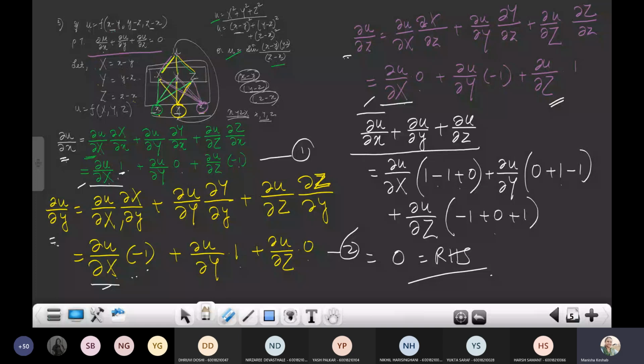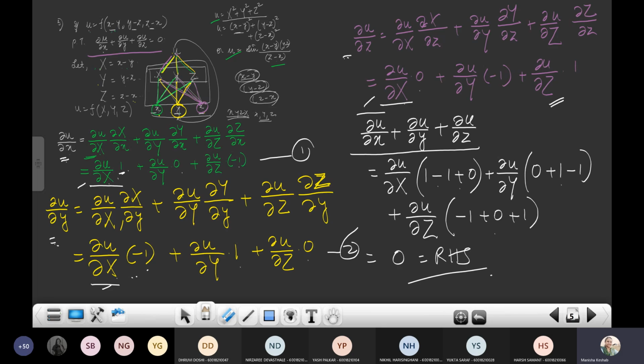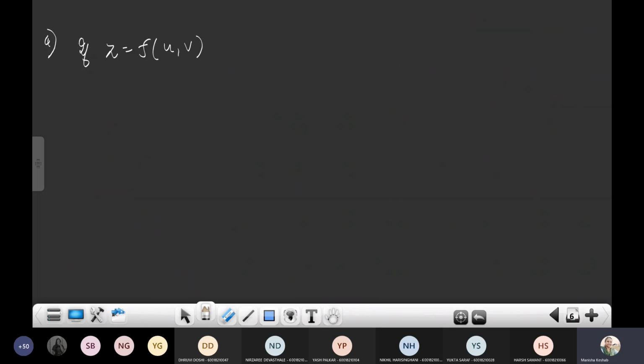So let's try another question. Here it is given: if z is equal to f of u, v, and this is still we are doing only first order partial derivative. If you see, we are dealing with only first order partial derivative. तो ये बेस है, because later on you will have to deal with second order, third order.